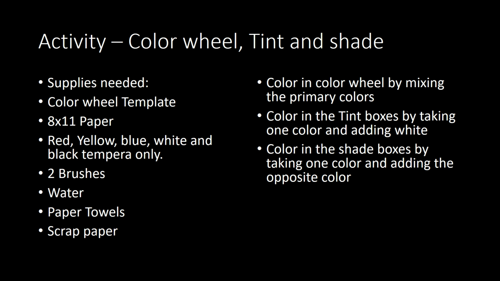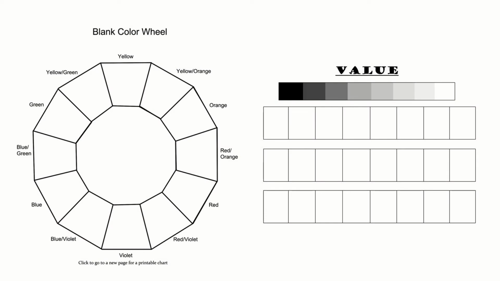All right, so we have come to the end of part 1. Your activity is to create a color wheel like this, including tints, tones, shades, complementary colors, and mixing complementary colors to make brown. You will have 1 class period to complete your color wheel.